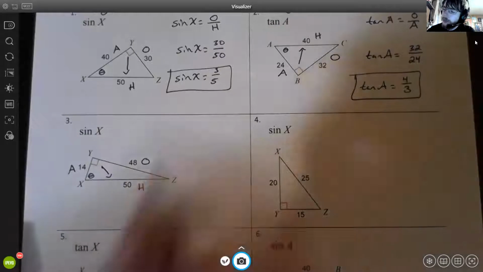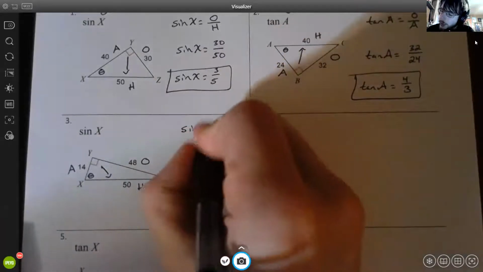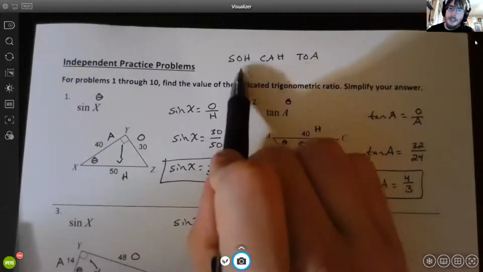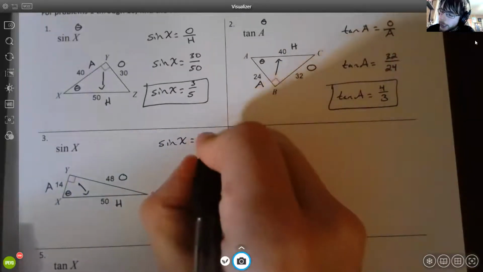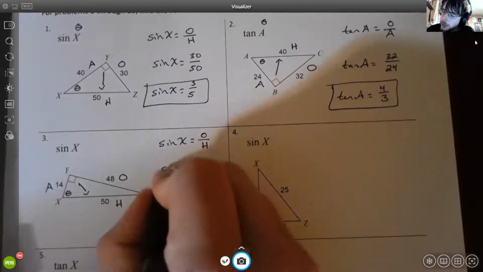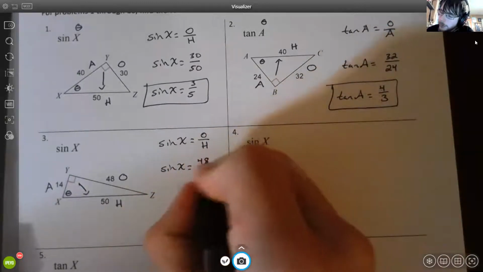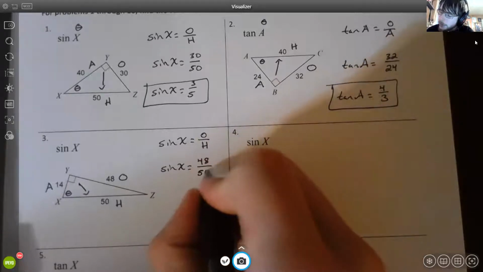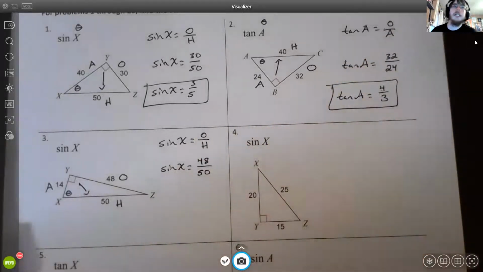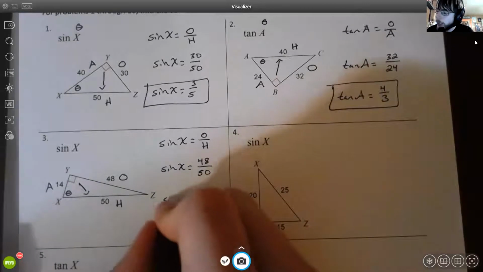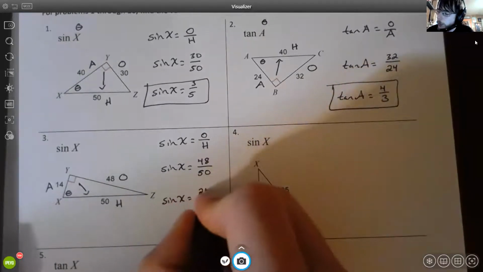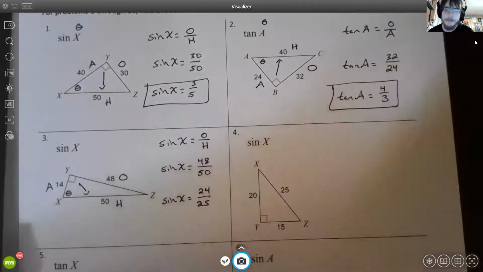Sine of x, well, we said that sine is opposite over hypotenuse. So O over H. So sine of x, O is 48, H is 50. And if you plug that into Desmos and simplify, you find that sine of x is equal to 24 over 25.